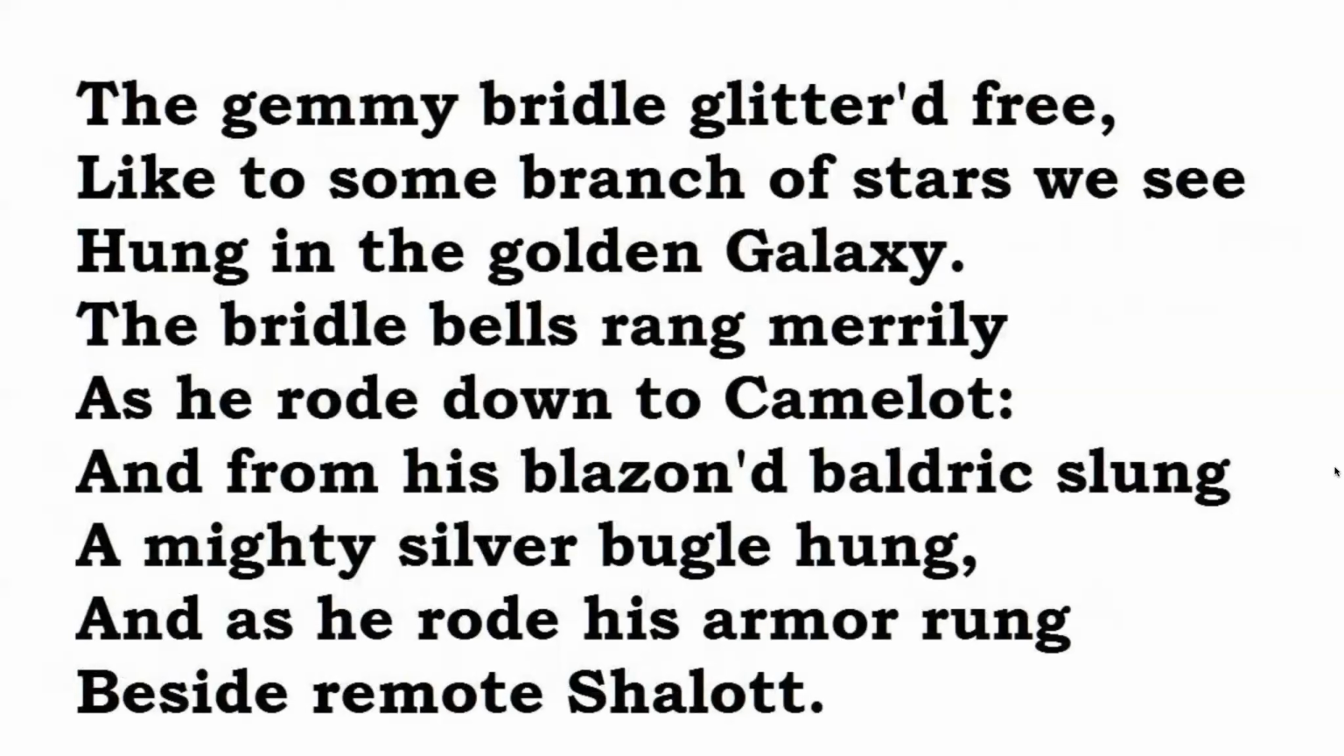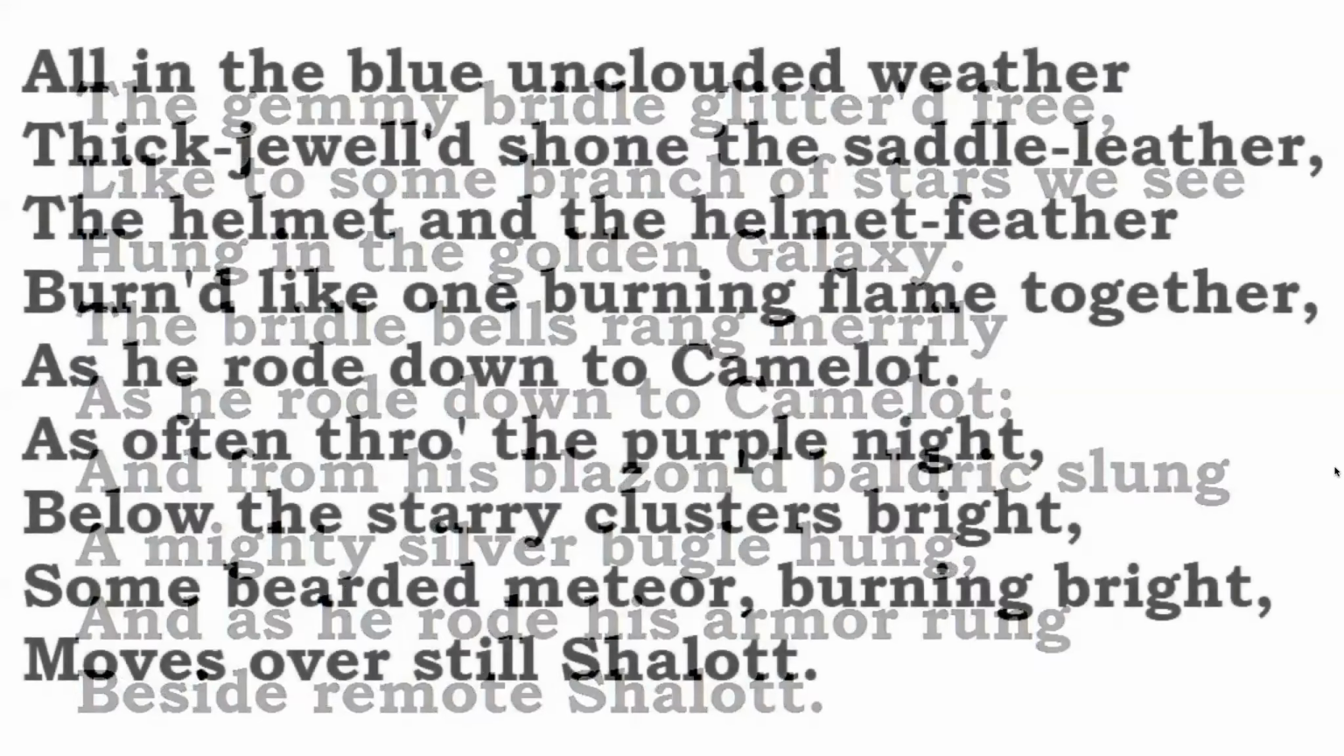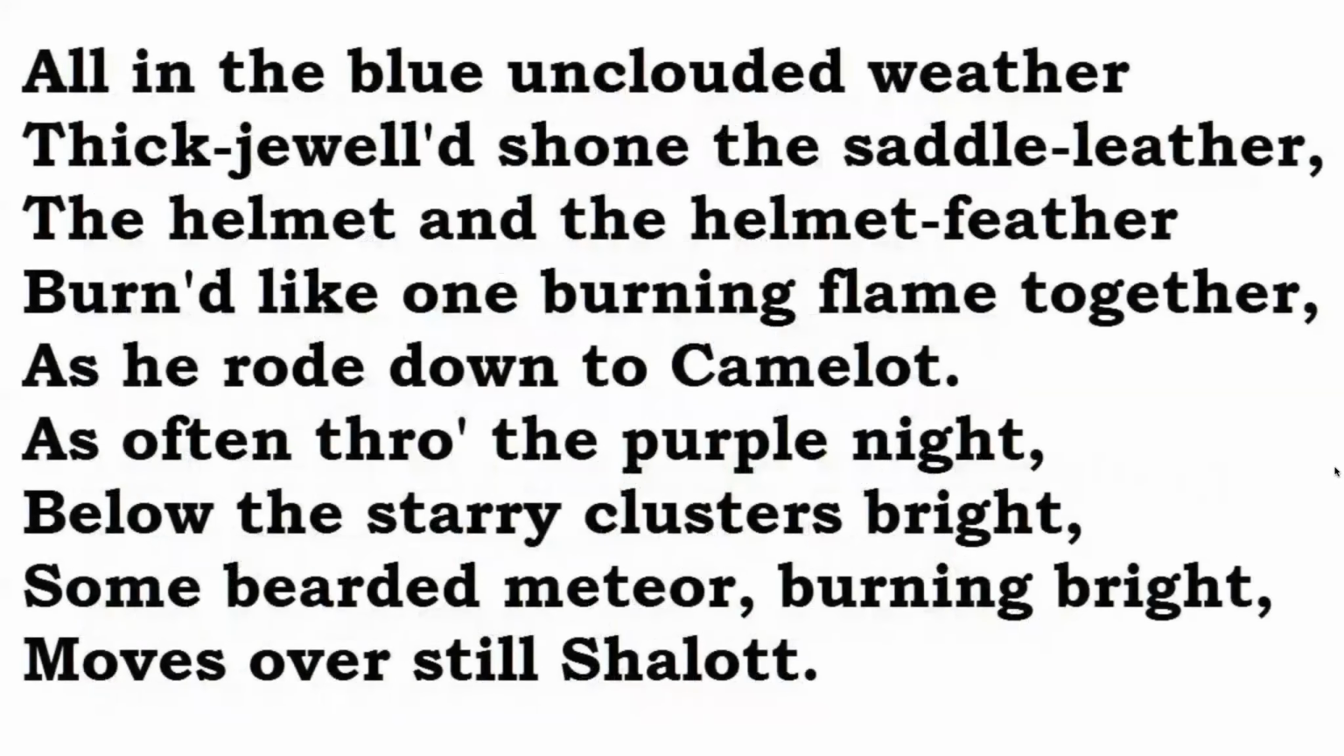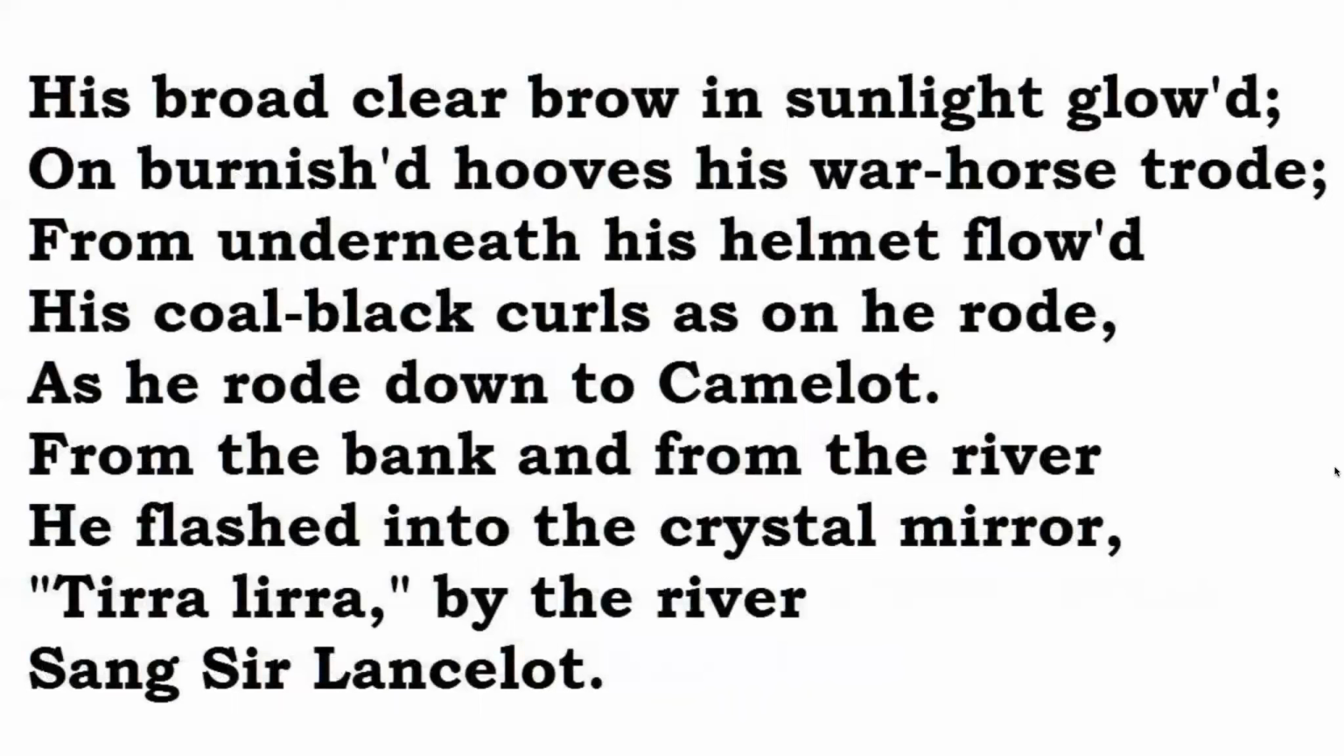And from his blazoned baldric slung a mighty silver bugle hung, and as he rose his armour rung beside remote Shalott. All in the blue and clouded weather, thick jewels shone the saddle leather, the helmet and the helmet feather burned like one burning flame together as he rode down to Camelot. As often through the purple night, below the starry clusters bright, some bearded meteor burning bright moves over still Shalott. His broad clear brow in sunlight glowed, on burnished hooves his war-horse trode. From underneath his helmet flowed his coal-black curls as on he rode down to Camelot.